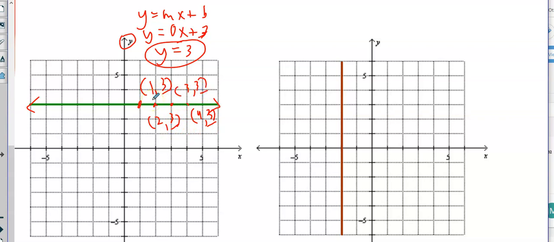Everywhere on that line, the y value is 3. The x can be anything, right? It even could be 1.5 because there's an infinite number of x values. And so we just write it like y equals 3. Of course, every point on that line, the y value is 3.